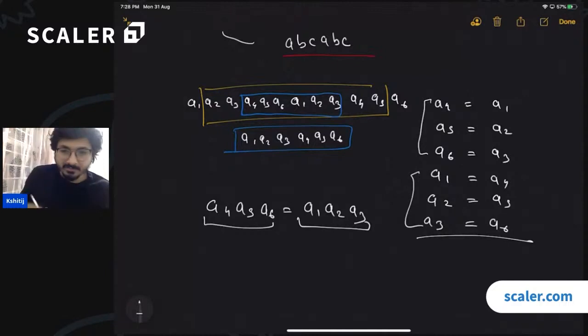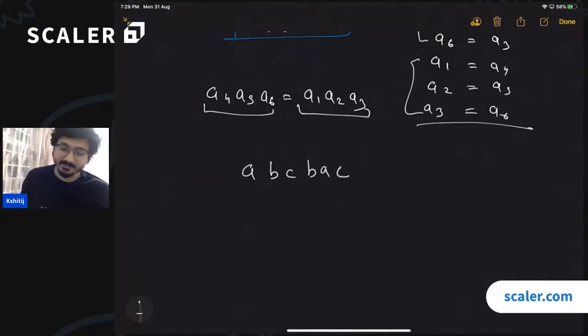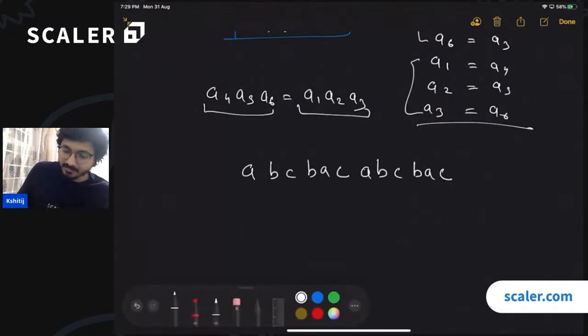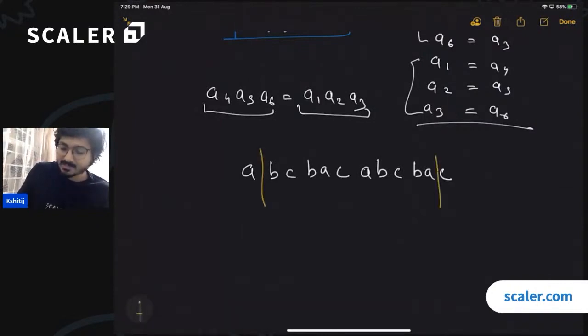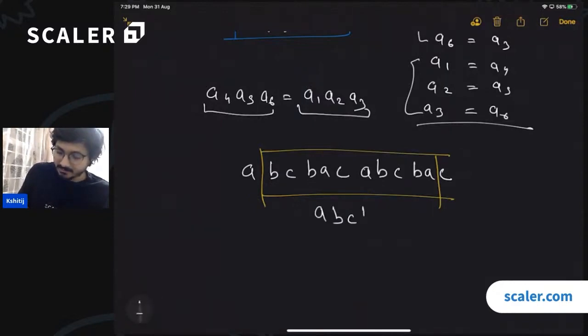Take example of ABC, BAC. Okay. This is the string which is given. We just append the same string. We append ABC, BAC. Now we remove the first character. We remove the last character. And we try to find the occurrence of ABC, BAC in this.